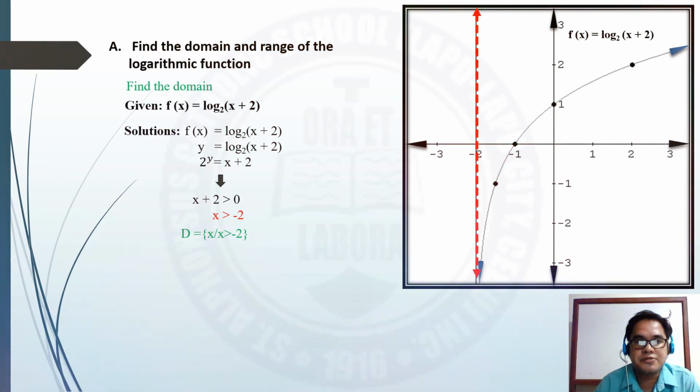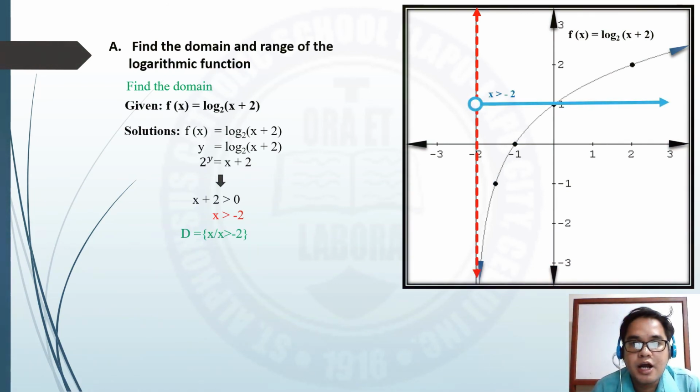As you can see in the illustration, the values of x are bound to the right of the graph from the broken line, which is considered as the vertical asymptote. So that's why the domain is the set of x values such that x is greater than negative 2.